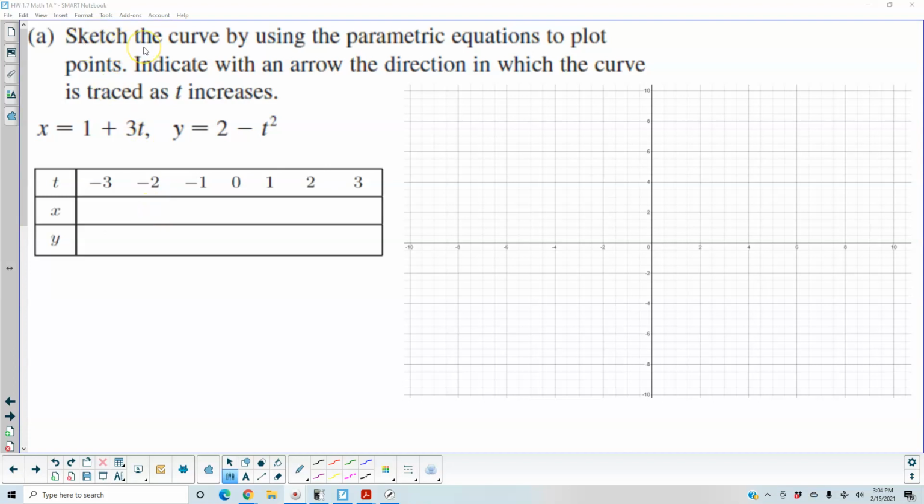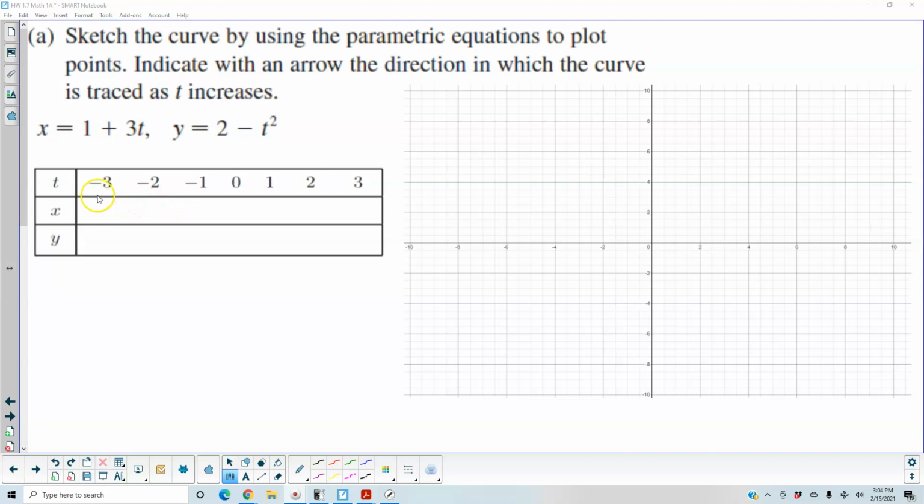Okay, here you want to sketch the curve by using the parametric equations to plot points. We're going to indicate with an arrow the direction in which the curve is traced as t increases. We have x equal to 1 plus 3t, and y equal to 2 minus t squared. The values of t go from -3 to 3.